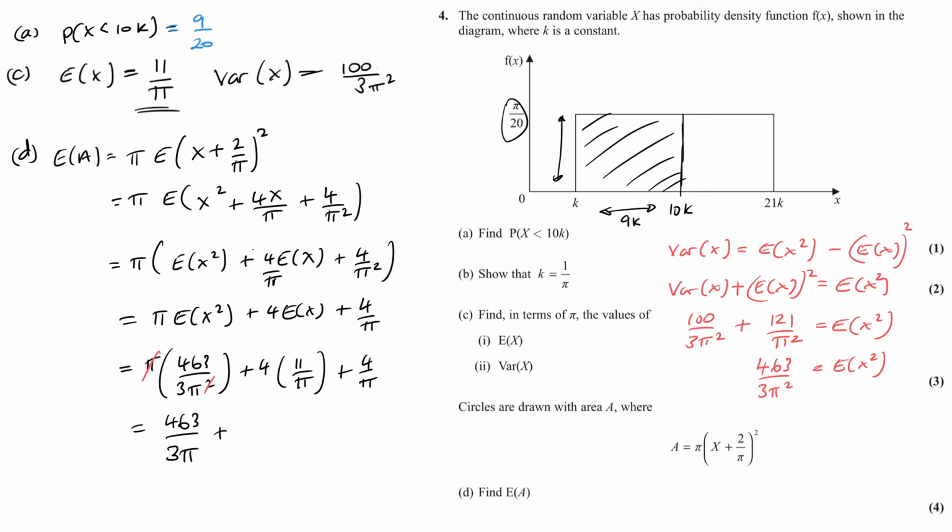I got 44. So times that by 3 would be 132 over 3 pi. And then 4 times 3 would give me 12 over 3 pi. They're all over 3 pi now. So 463 plus 132 plus 12. So 607 over 3 pi. Okay, so that's one option to do this. I'm sorry, it wasn't 75, it was 64.4. That's the decimal answer there, and that's the exact answer.